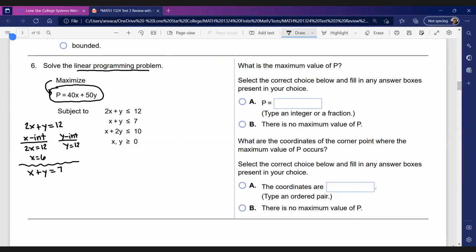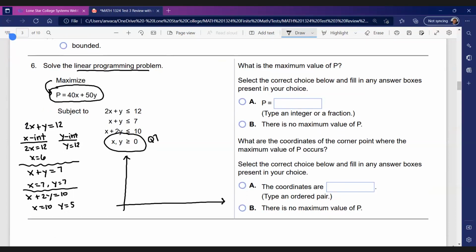And so therefore, x is equal to 7, y is equal to 7. And we got one more boundary line here, which is x plus 2y is equal to 10. The x-intercept is x equals 10, while the y-intercept will be equal to 5. This last inequality just tells us that we are going to be in quadrant 1. So I'm going to give myself a picture of quadrant 1 only.